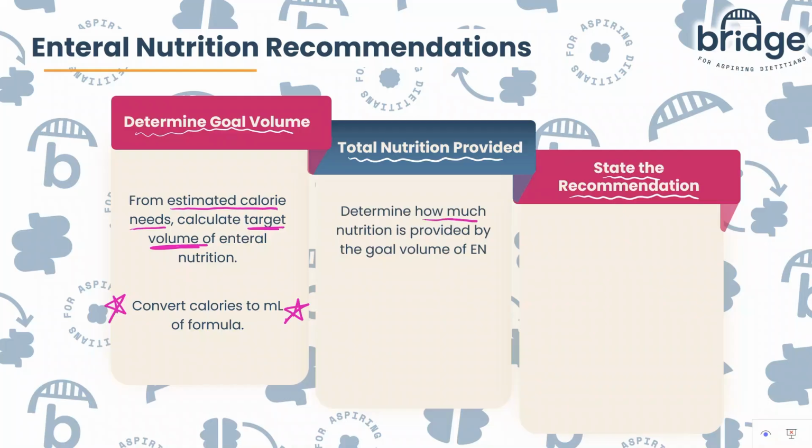Then once we know the target volume, you can determine how much nutrition is provided by that target volume of enteral nutrition. And so when we're talking about nutrition for enteral, we definitely need to figure out the total amount of calories that the tube feed provides. We need to look at the amount of protein that is provided. We also need to calculate the amount of carbohydrates, and we always want to calculate the amount of free water.